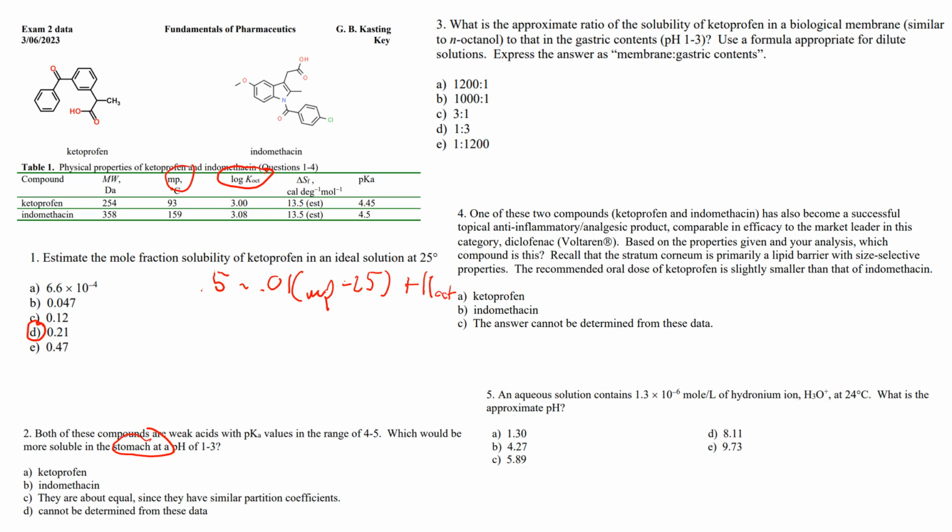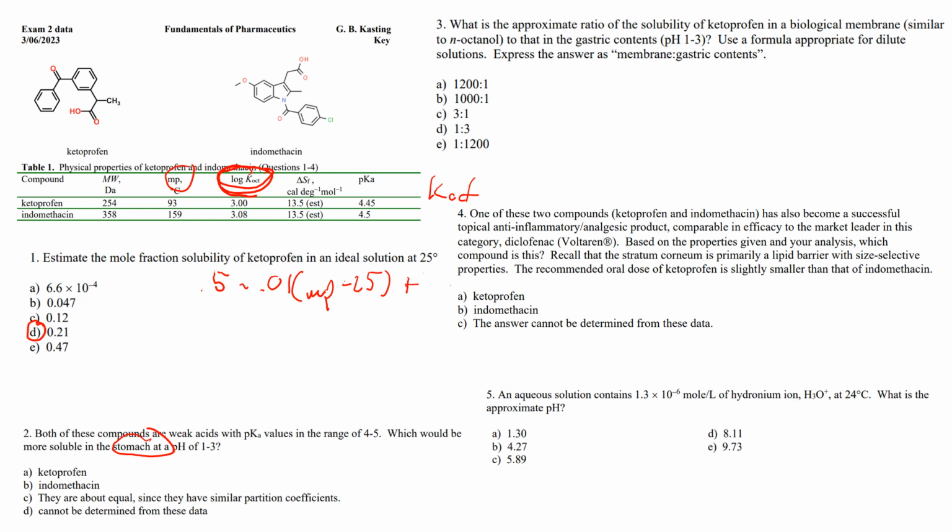And this is important too. This might be changed sometimes. This table is nice enough to give us the log K oct. Let me make sure I write log here because that is important. Sometimes this table will just give you K oct. And if that's the case, you need to take a log of this value.